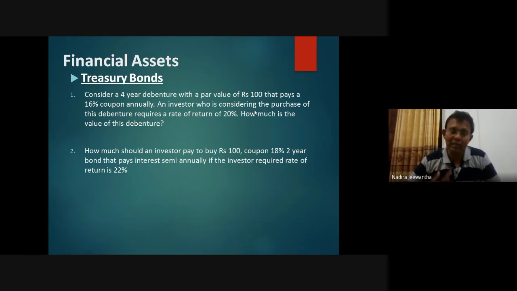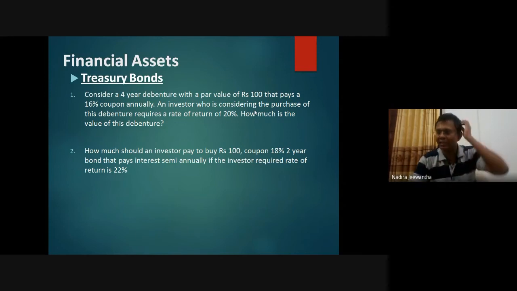If I want to sell this particular instrument or the debenture at 20%, plus I need to make a profit. Otherwise, I don't make the investment. Now see, before it gets matured, I'm going to sell it. Somebody is there to purchase. Now this investor, an investor who is considering to purchase. Now I have this particular bond. Now what is your price?